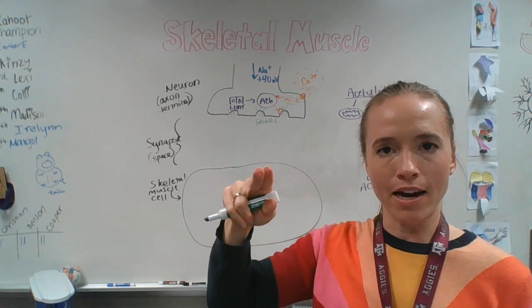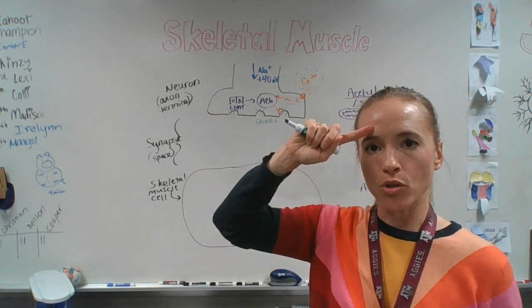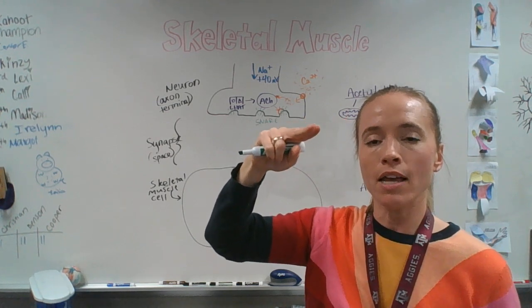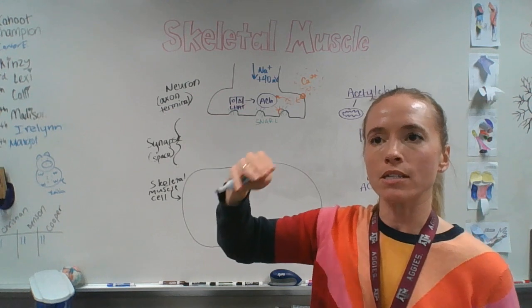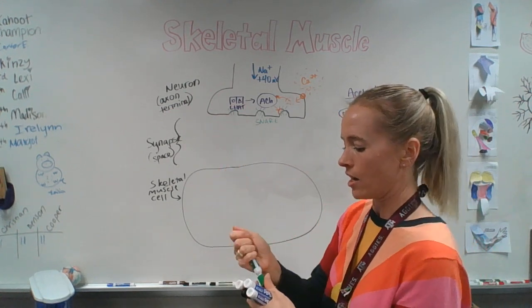SNARE is also the pharmaceutical target for Botox. Botox cuts SNARE, and that's why people are not able to contract the muscles of their face, because their SNARE was broken. So the neurotransmitters never released to tell the muscle cells to contract. Kind of interesting connection there.